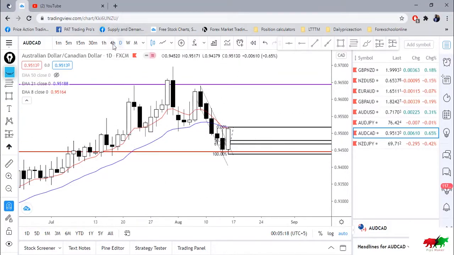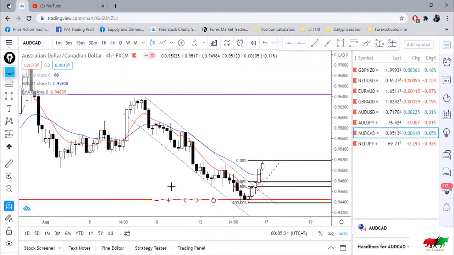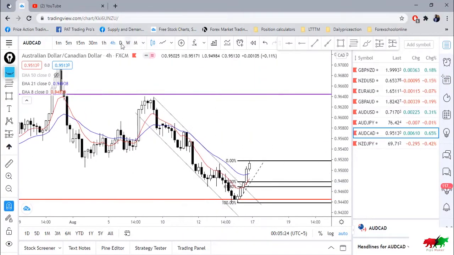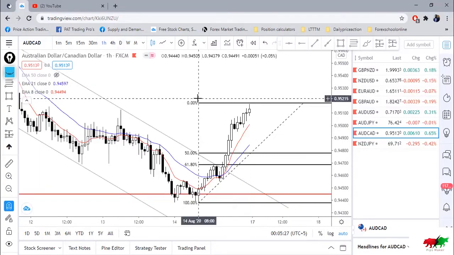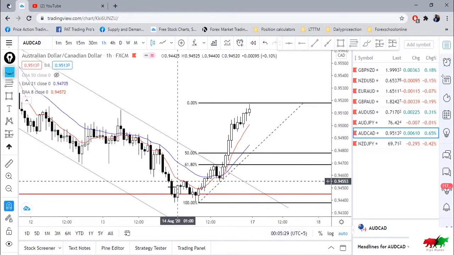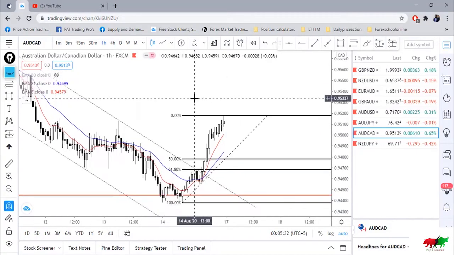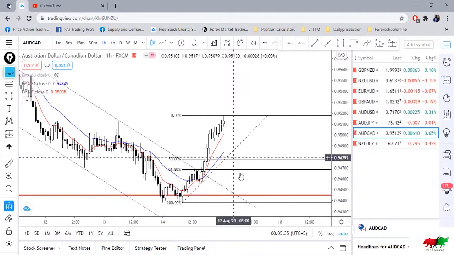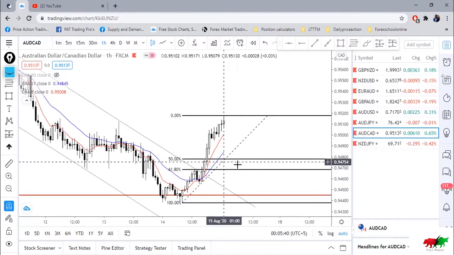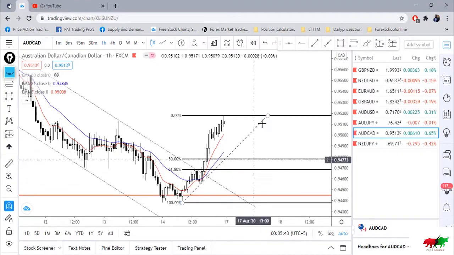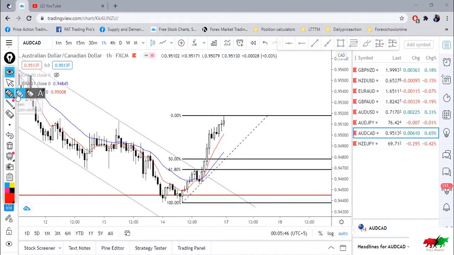If we go to the 4 hourly, what we have here is a channel which has just broken. And if we switch to the H1, we can see that it's a higher high, and this higher high may come to the 50 or 61.8% Fibonacci level to form a higher low. So we would like to anticipate this movement from here. That would be our zone to execute for the longs, and then it will go for the upside movement. That's my analysis for AUDCAD.